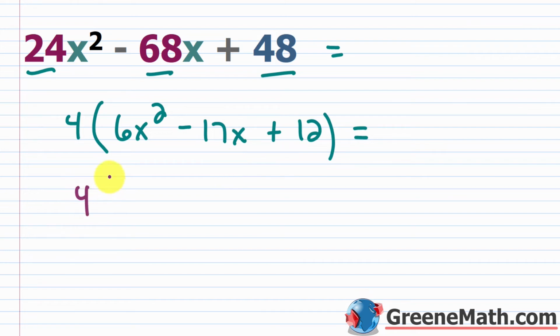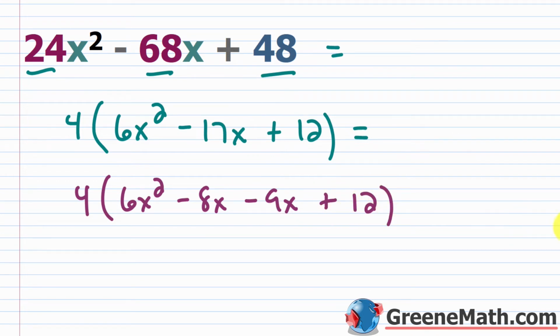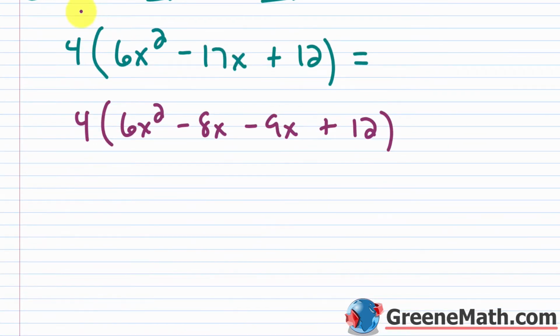So let's write this. We have 4 times the quantity, 6x squared, I'm going to go minus 8x and then minus 9x. Again, the order doesn't matter how you put that. And then plus 12. Close that down. Let's scroll down here. And then we'll have, let me put equals, 4 times inside the parentheses. From the first group, I can pull out a 2x. So inside, I'll have 3x and then minus 4.